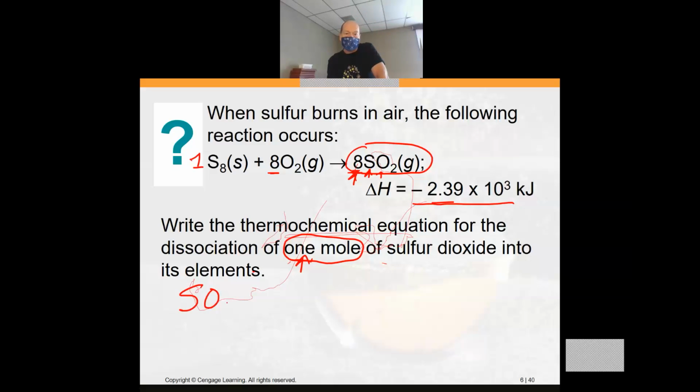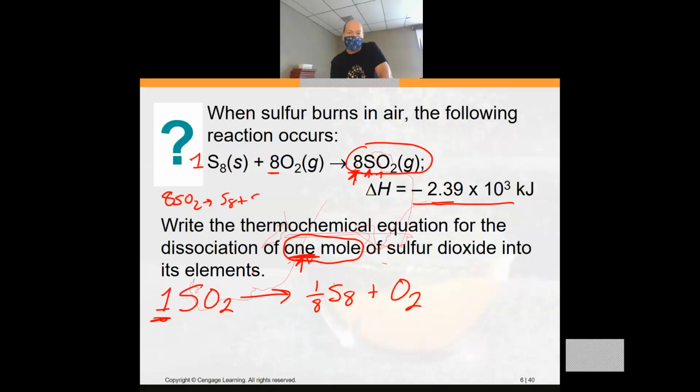So we have SO2, 1 mole. It says in the problem it must be 1 mole. That has to be a 1. All reactions must be balanced. All reactions do not have to have integers, but they all must be balanced. So if we have 1 mole, we have to then have 1/8 of a mole of S8. And we must have 1 mole of O2. So if I would just reverse this reaction, then I have 8 SO2s going to S8 plus 8 O2s.